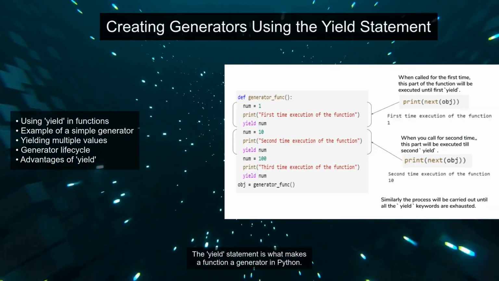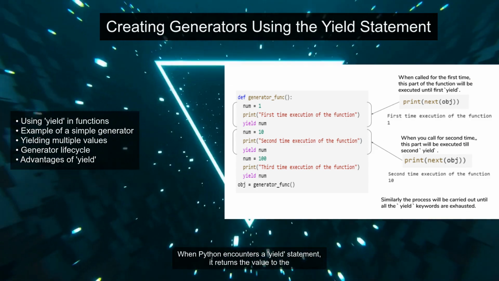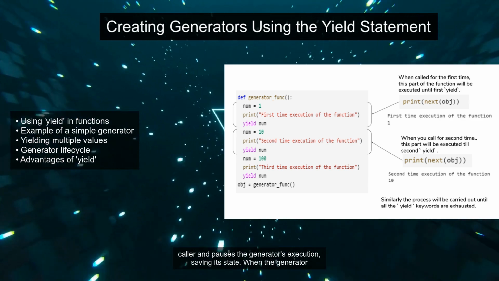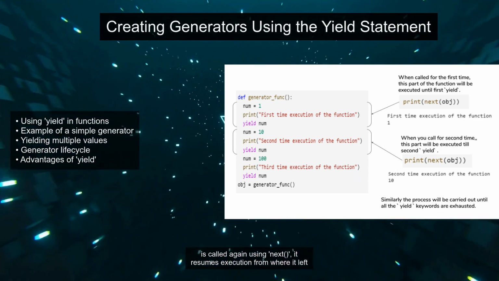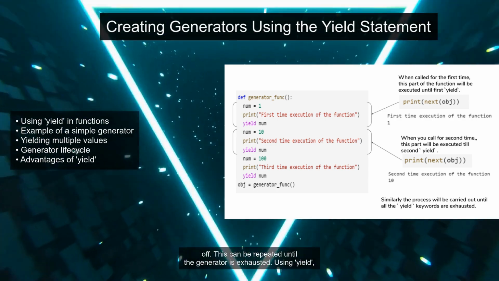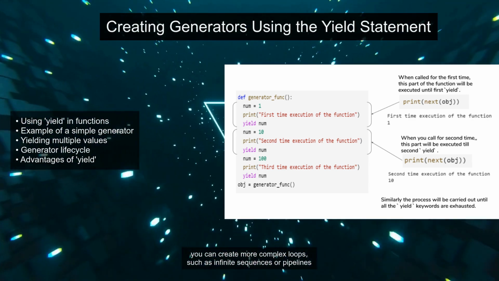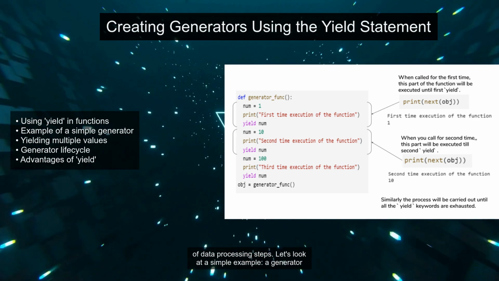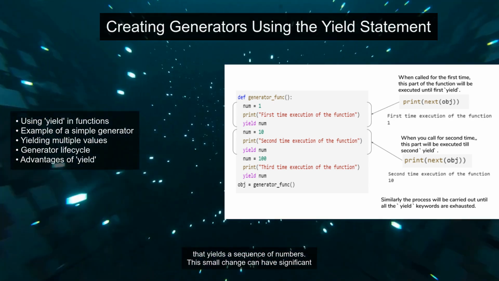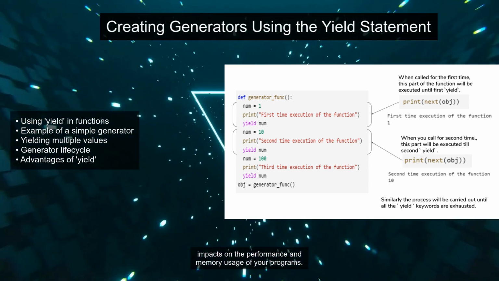The yield statement is what makes a function a generator in Python. When Python encounters a yield statement, it returns the value to the caller and pauses the generator's execution, saving its state. When the generator is called again using next(), it resumes execution from where it left off. This can be repeated until the generator is exhausted. Using yield, you can create more complex loops, such as infinite sequences or pipelines of data processing steps. Let's look at a simple example, a generator that yields a sequence of numbers. This small change can have significant impacts on the performance and memory usage of your programs.